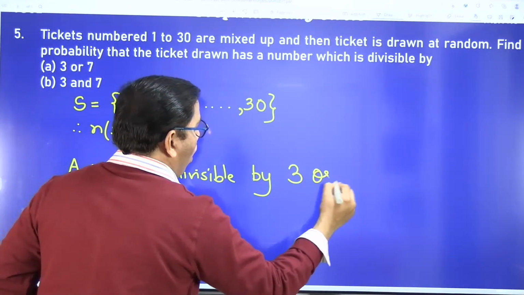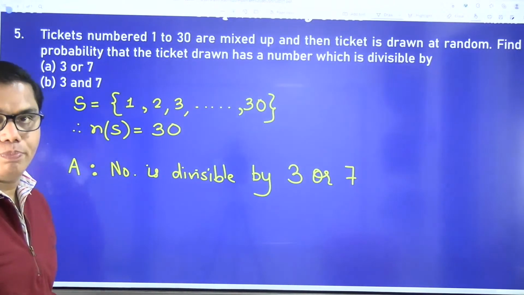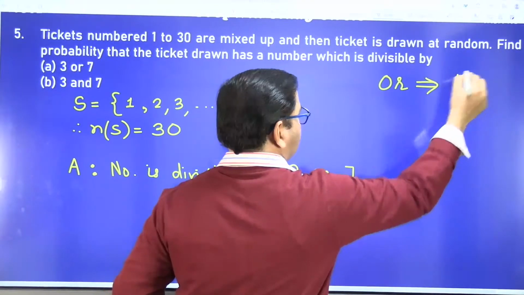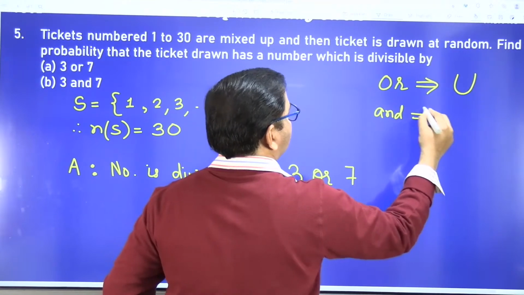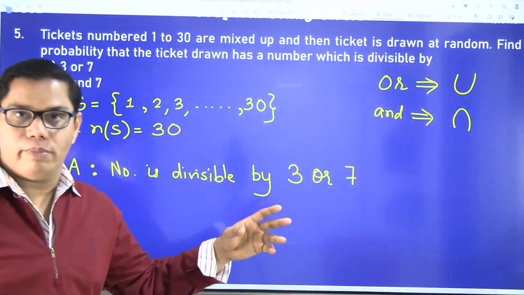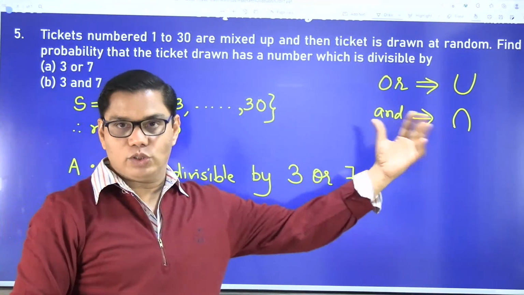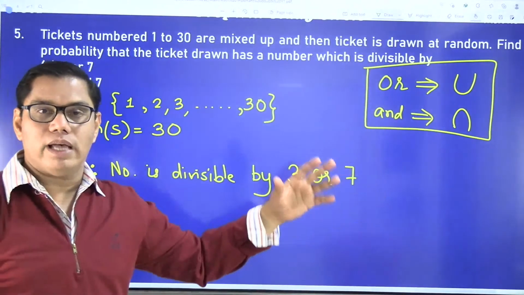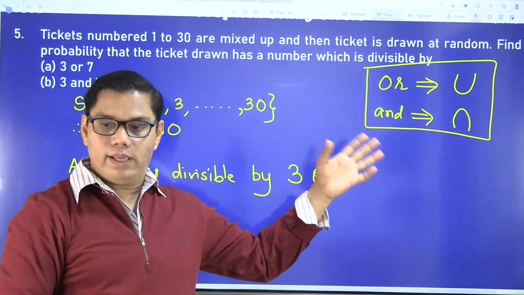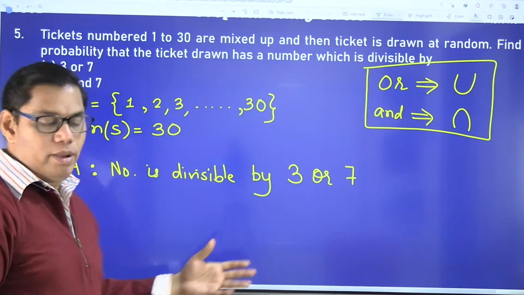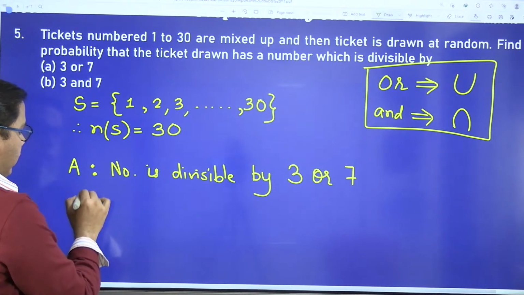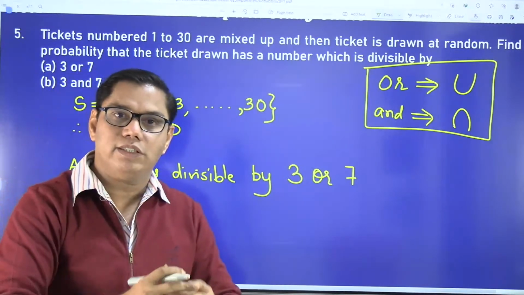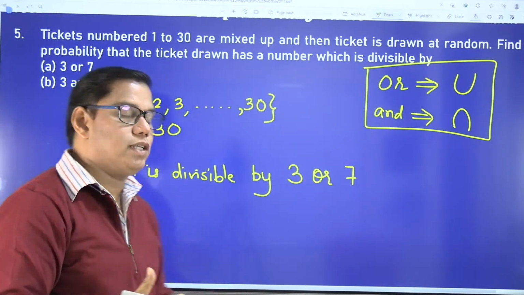Look at this word or. If you have studied sets properly, or means union. Yes, it is union and not intersection. And is intersection. But again, that is a different method. We can use De Morgan's law as a shortcut method, but let us not go into that because I'm sure most of you don't know what De Morgan's law is. So we will stick to the traditional method. Let me write this set, elements of this set, number divisible by 3 or 7. Means we can select a number which is divisible by 3, or a number divisible by 7 is also fine.